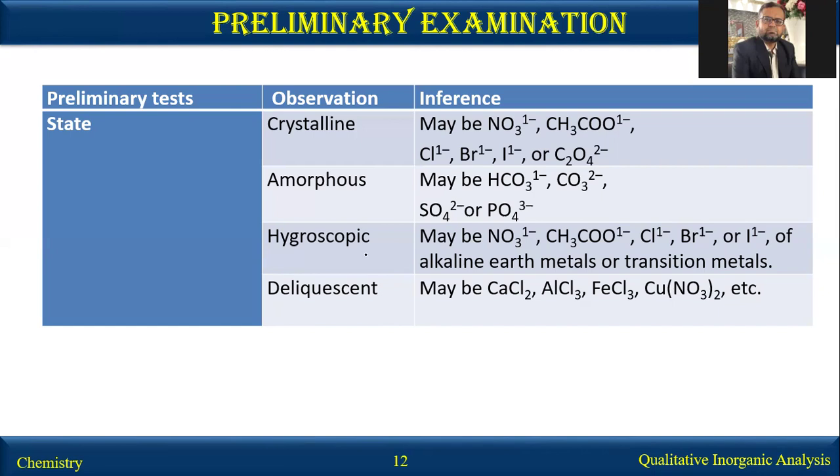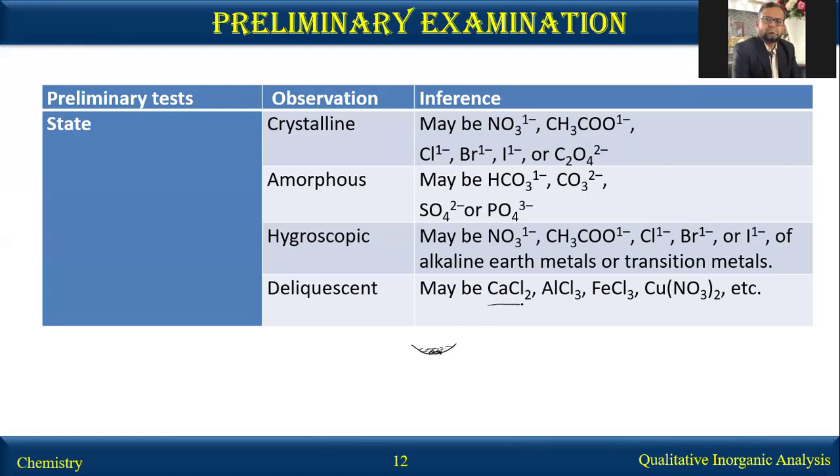Deliquescent compounds are also the same term, but what is the difference between hygroscopic and deliquescent? For example, if you take a small quantity of salt in your petri dish or watch glass or evaporating dish, then after some time, what happens? It becomes liquid. It forms an aqueous solution. It absorbs too much water vapor from the atmosphere and makes a solution. So such a compound is called deliquescent.